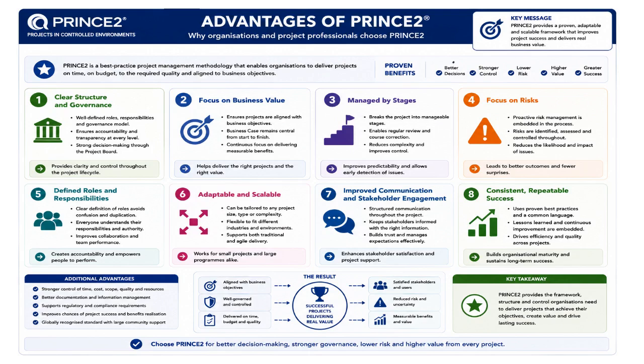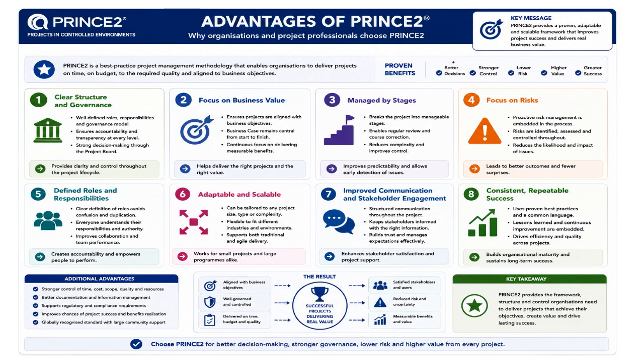The sixth advantage is that PRINCE2 is adaptable and scalable. PRINCE2 is not a rigid one-size-fits-all methodology. It can be tailored to small projects, large programs, agile environments, traditional environments, public sector organizations, or private sector organizations. This flexibility allows PRINCE2 to work effectively across many industries, delivery approaches, and organizational cultures.